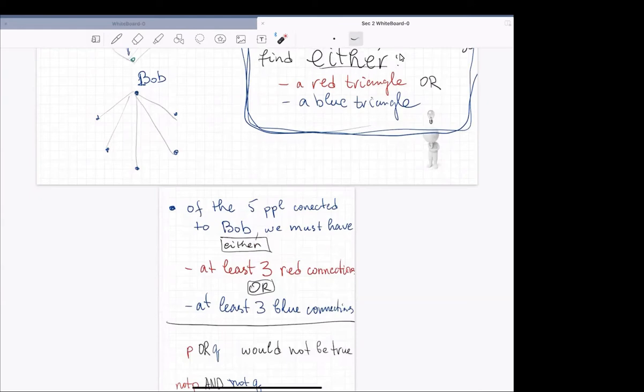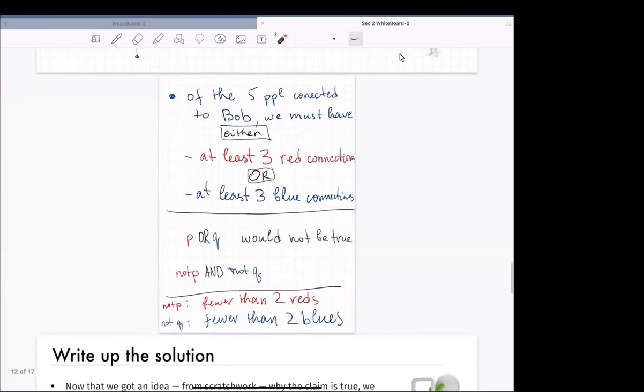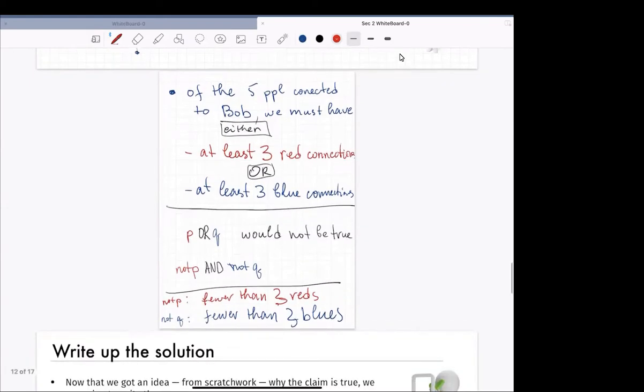If fewer than 2 of them, fewer than 3, I should say here. Okay, now I made a logical mistake here. Fewer than 3. Okay, so 2 or less. So P says 3 or more are red. Here I'm saying not P is up to 3 can be red. That's it. You can't have 3 reds. You can have at most like 2 reds and 2 blues.